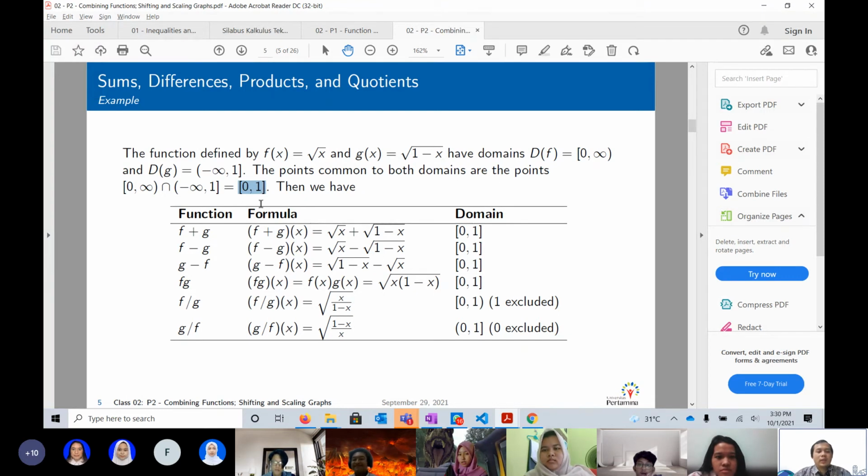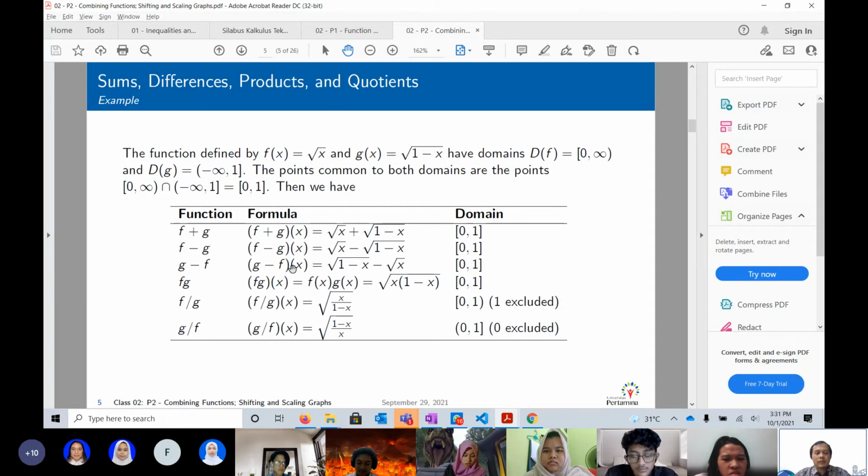Okay, so it's quite easy, right? Then in this case, we have the function f plus g to be this, with the domain now not this big, because we have f plus g. It must satisfy this. So the domain is now only from 0 to 1. Also, f minus g, we have this new expression, square root of x minus square root of 1 minus x. The domain is the same, from 0 to 1.